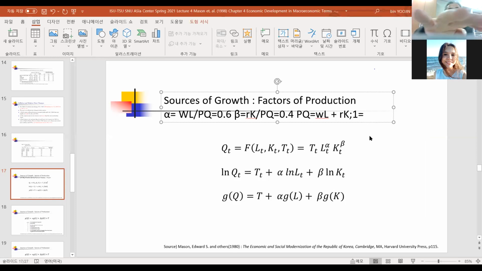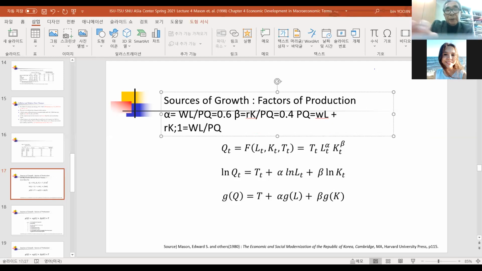That should be alpha. In other words, WL divided by PQ plus rental cost of capital divided by PQ. See? So that should add up to 1. I'm demonstrating this, right? It's kind of simple mathematics, but a very important concept.